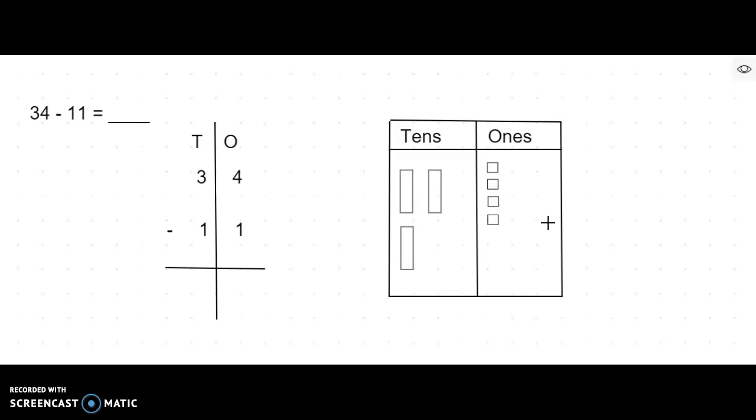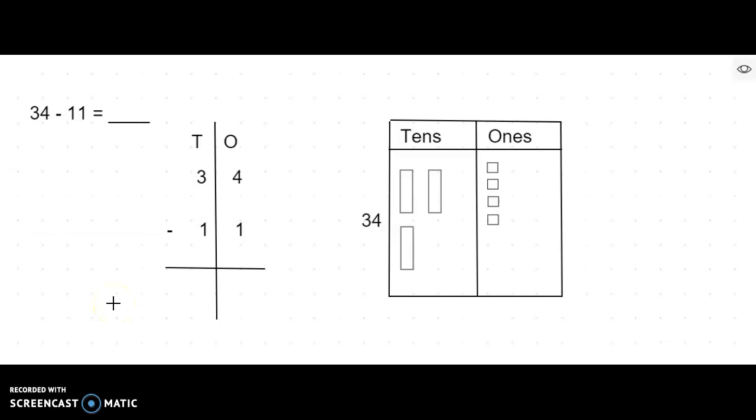You may have noticed that I only have one number pictured here instead of two. This is because, like I was saying earlier, in addition, you're combining two parts, but in subtraction, you're breaking apart a whole. So in our subtraction picture chart, we are only showing our whole, 34, 3 tens and 4 ones. And I'm going to take 11 away from that 34. Are you ready to solve?